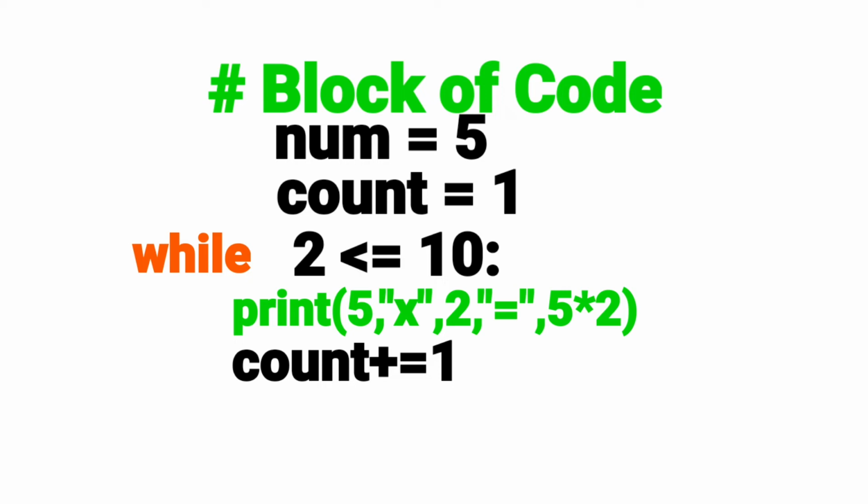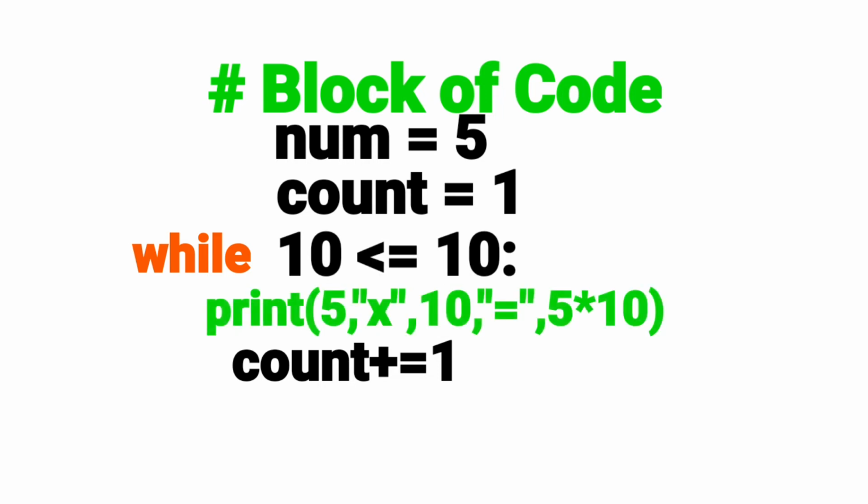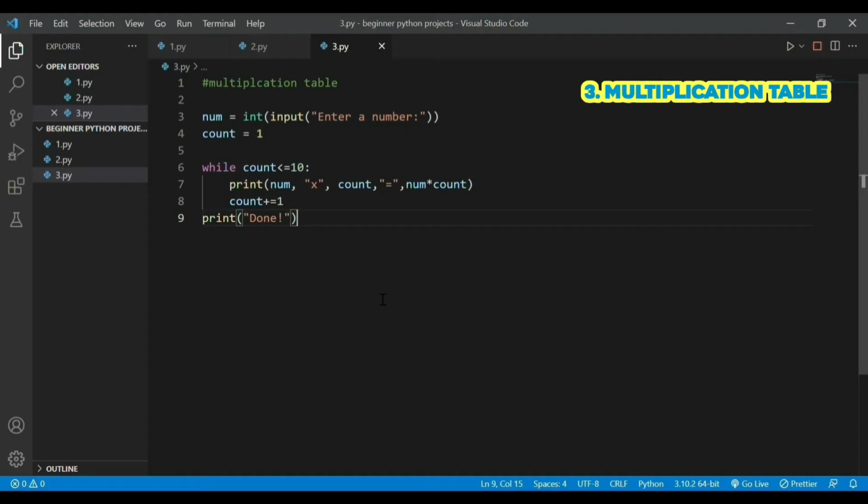Now after this, our count variable will become 3, and this code will keep on running like this till our count variable becomes 10. Then our final line will be 5 into 10 is equal to 50, and then we will get a print of done, and our code will be finished. I hope you understood this. Now let's move on to our fourth project.